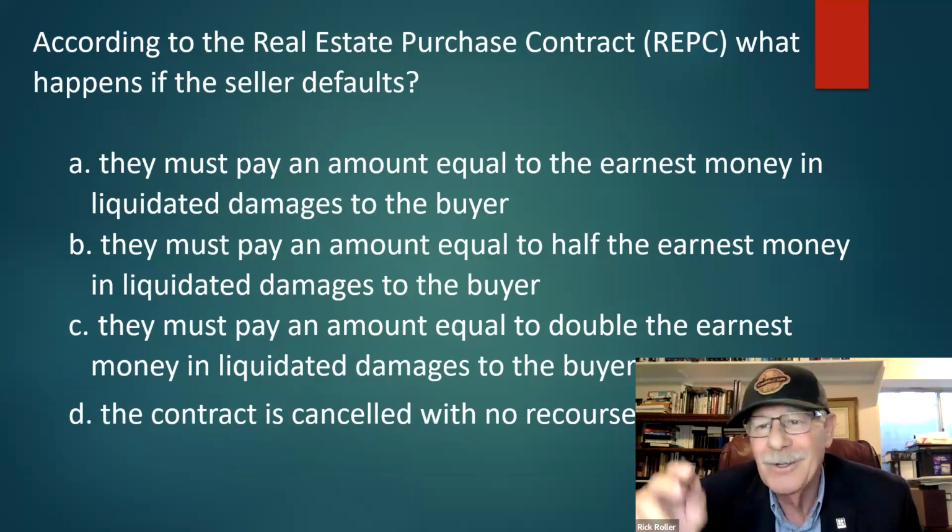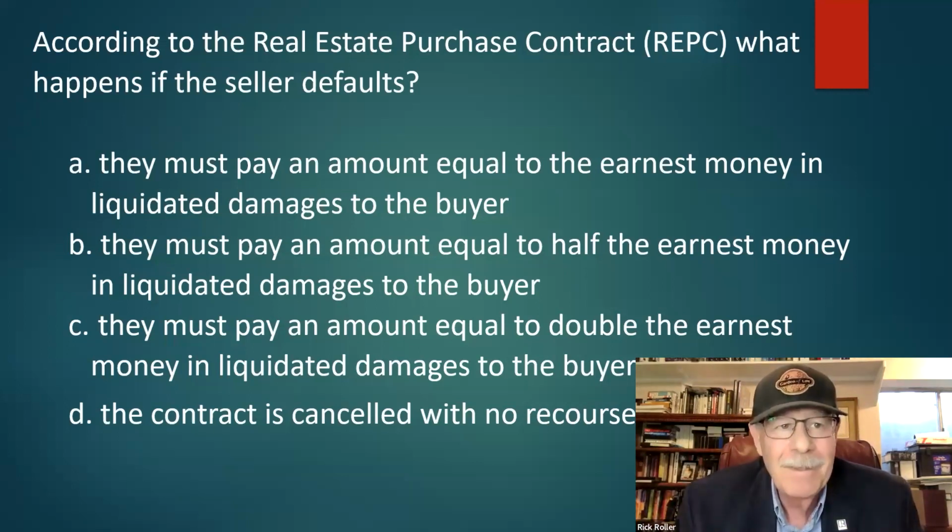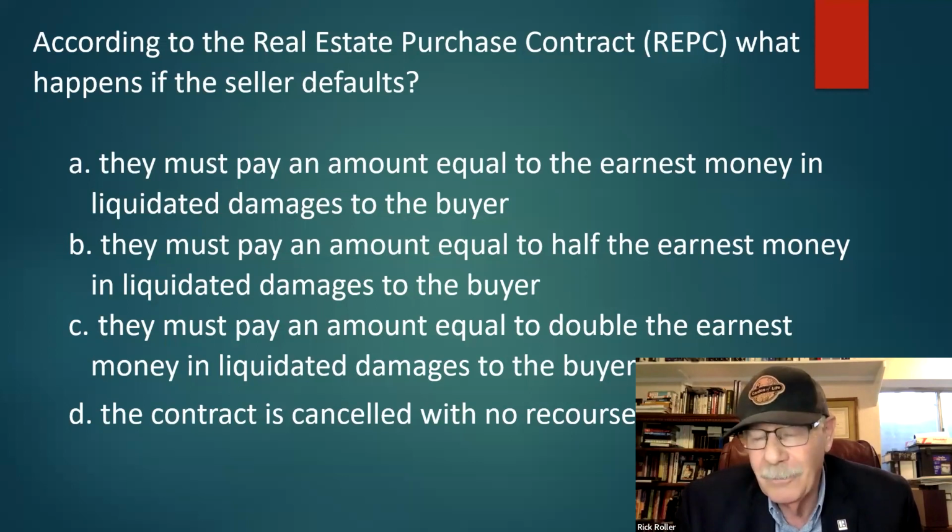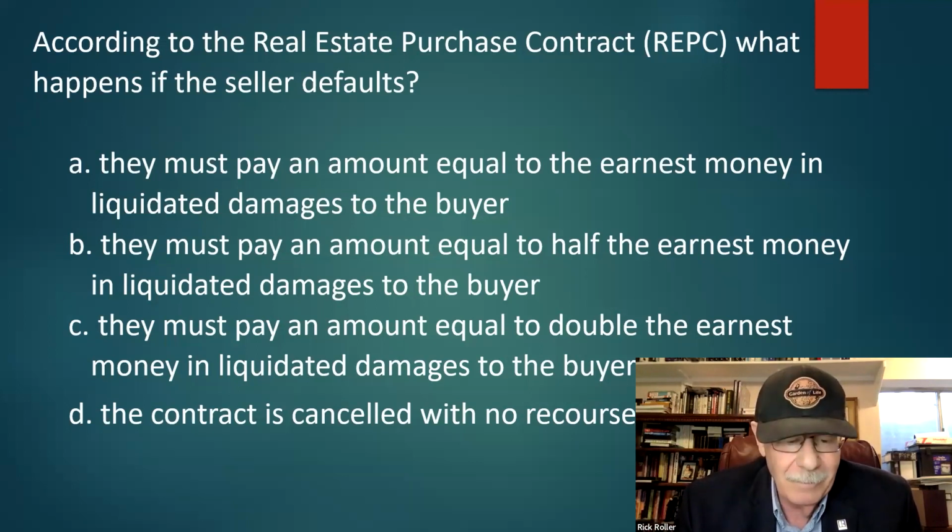This guy has put his house up for sale, and now he doesn't want to sell it anymore. In fact, he's going to default. Maybe his new job fell through in Phoenix. He was supposed to move to Phoenix, but it didn't work out, so whatever. But according to the REPC, what's going to happen?